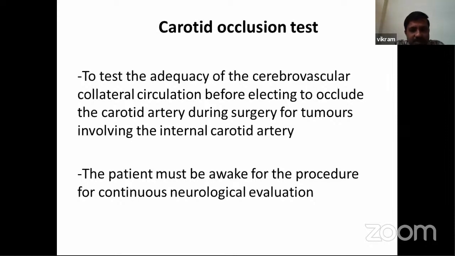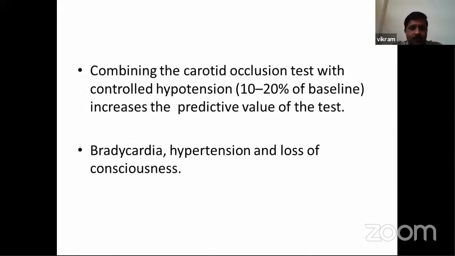Here, the patient must be awake for the procedure so that you can do a continuous neurological evaluation. This procedure is often combined with controlled hypotension because it increases the predictive value of the test. So you have to keep the pressures 10 to 20% below the baseline. The most common complications include bradycardia, hypertension, and loss of consciousness. Plus, these patients have large tumors.